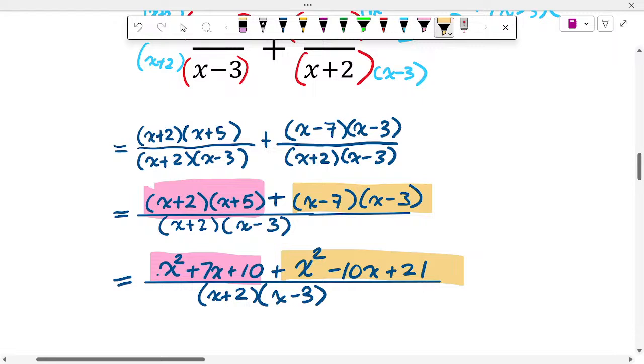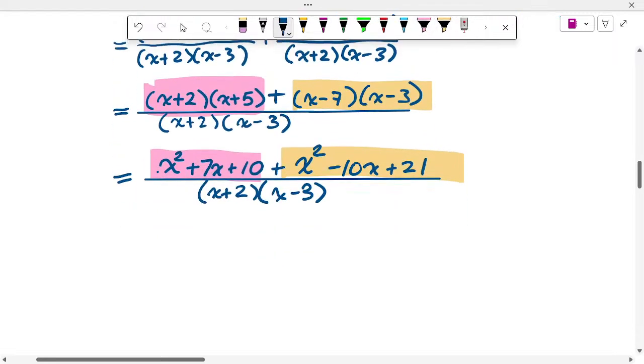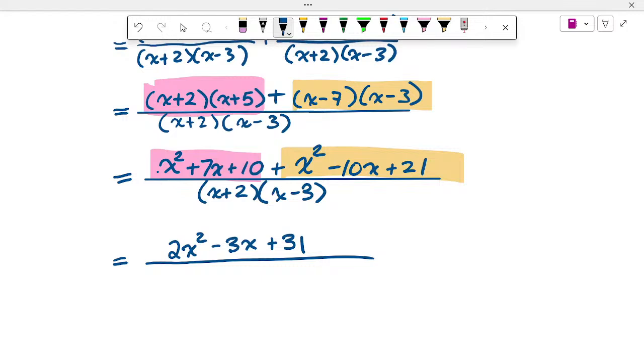That's okay. If you make a mistake, you make a mistake. Can we collect like terms here? Yes. What do we get? 2x squared, minus 3x, plus 31. Where'd you get the 2 from? x squared plus x squared is 2x squared. Plus 7x minus 10x is minus 3x. Plus 10 plus 21 is plus 31.